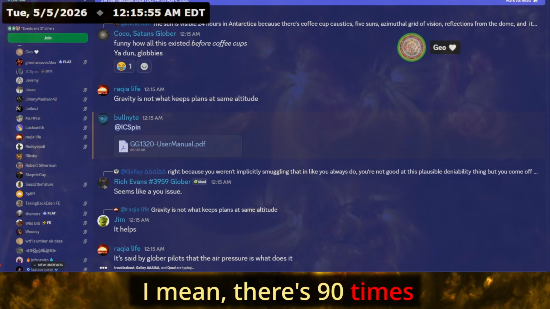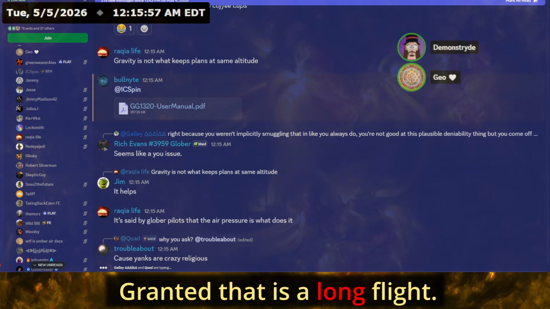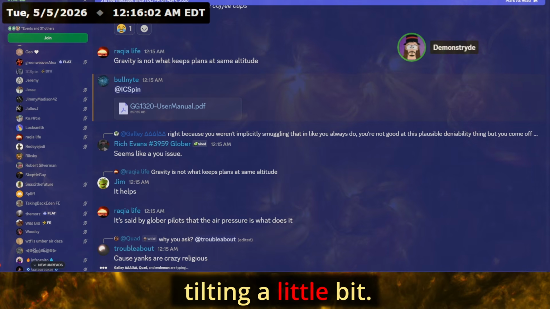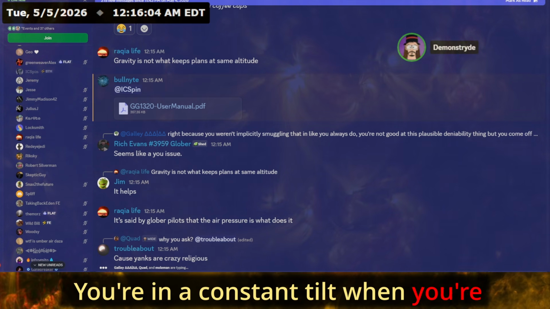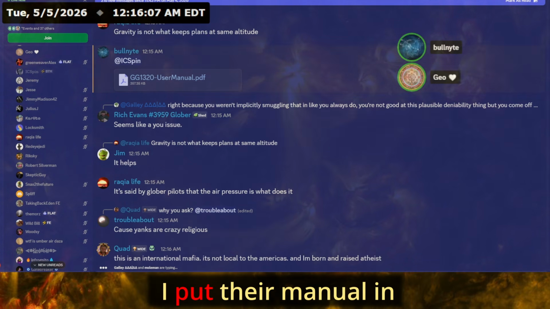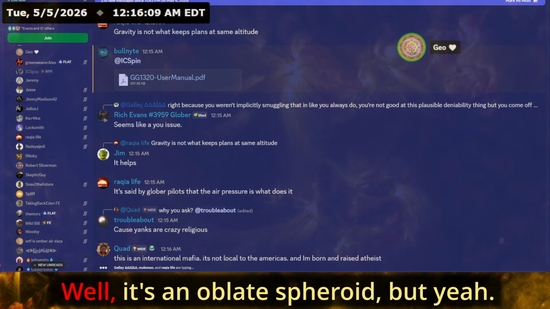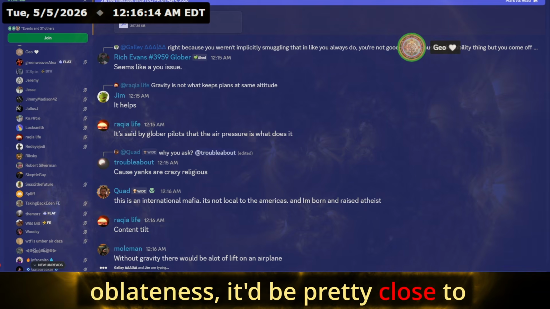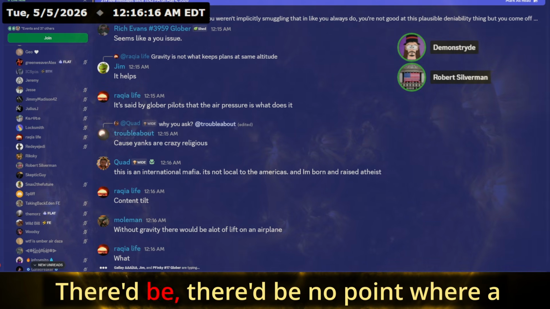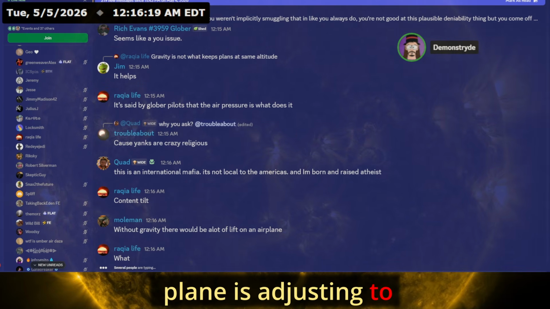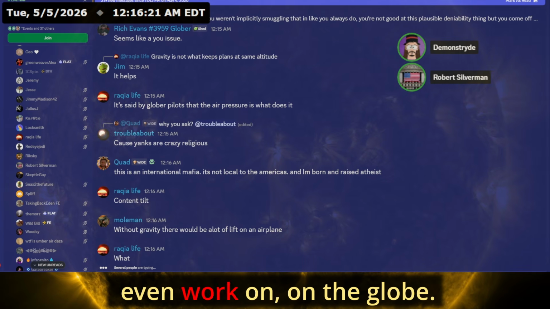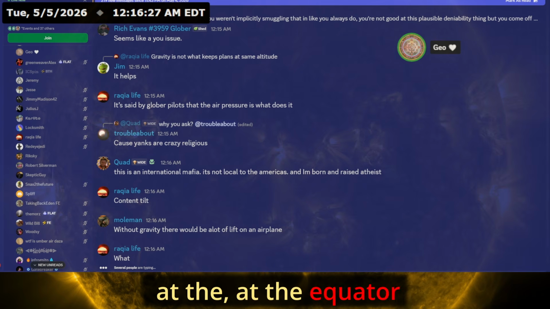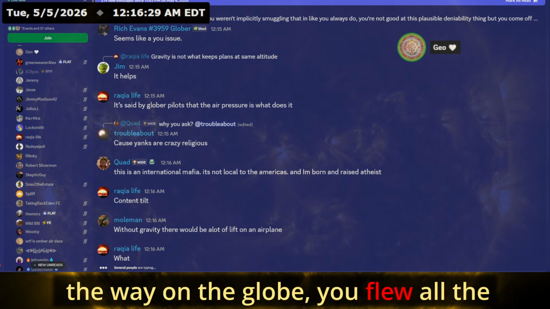So there's 90 times that you're tilting. Granted, that is a long flight. No, you're constantly tilting. You're not getting to a certain point and then tilting a little bit. You're in a constant tilt when you're going around the globe. You understand that, right? I put their manual in the text chat just now. It's an oblate spheroid, but yeah, and then if you stay at the same altitude plus the oblateness, it'd be pretty close to that in that model. Yeah, there'd be no point where a plane is adjusting to go down by 1 degree. That's not how that would even work on the globe. Yeah, but that would mean that if you took off at the equator and flew all the way on the globe to the North Pole.